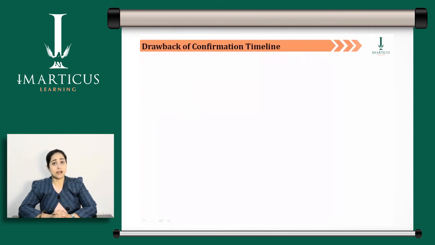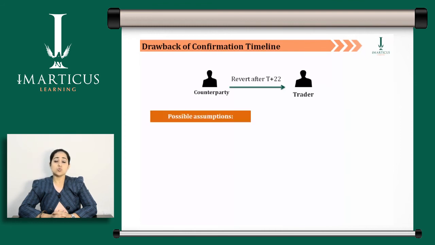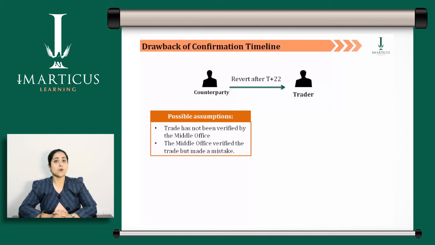However, there are some drawbacks of this timeline. The counterparty will be able to revert only after T plus 22 if there are any issues with the trade. This will in turn mean that in case the trader has made a mistake while capturing the trade in RMS, he will be informed only after T plus 22, which would be too late and may result in a massive profit and loss impact on the firm. However, such a scenario is likely to occur in a case when we assume that the trade has not been verified by middle office, or that the middle office has verified the trade but made an error.